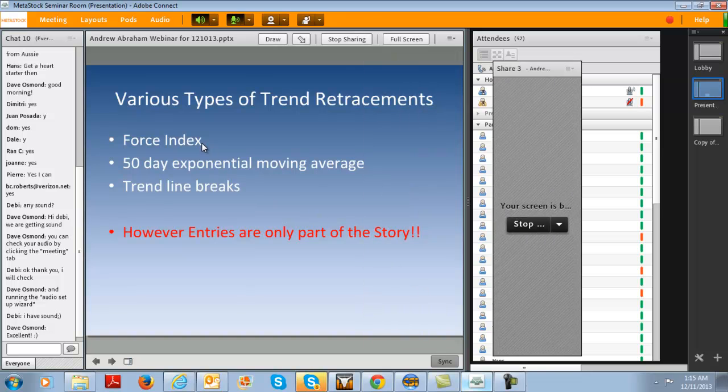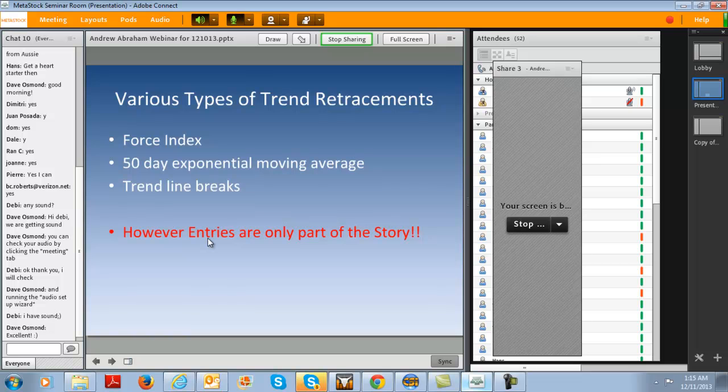Okay, just to reiterate, we have the force index, which we talked about, and if you want the indicator, I'm not sure if it's built in with Metastock. I have it. I'll gladly send it to you. Just email it to me, and I'll send it to you. But as I said before, the entries mean really so little.